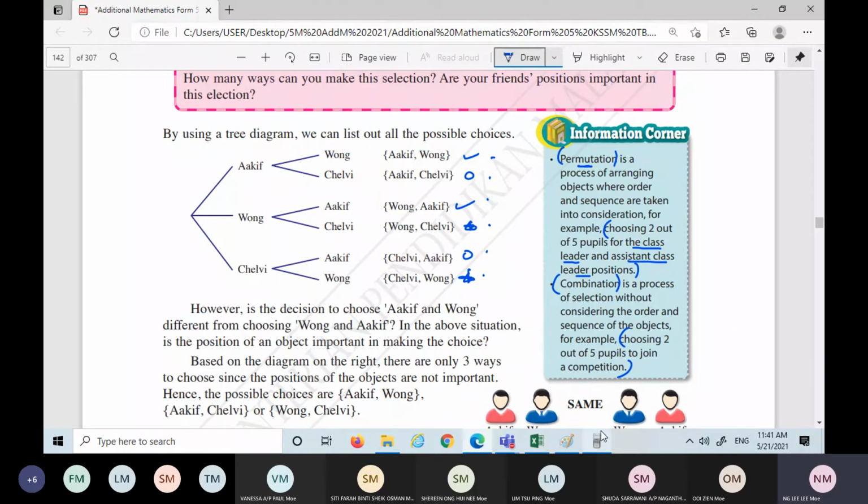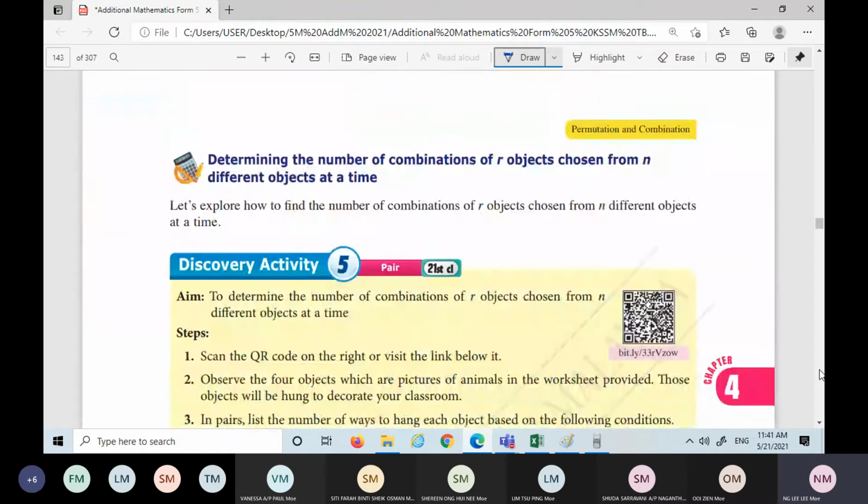So I hope you all can differentiate what is a permutation and what is a combination. Okay, we go to the next. Now we want to see how to count the combinations. Determine the number of combinations of r objects chosen from n different objects at a time. This is nCr. Then we have nPr. So this is nCr: from n objects you choose r objects.